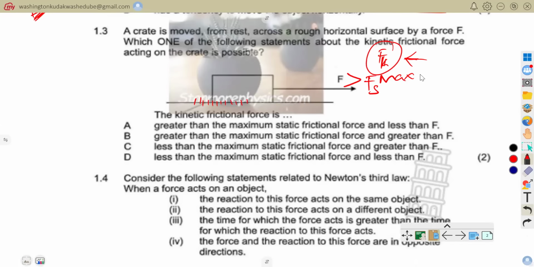And this kinetic frictional force is actually less than the static maximum frictional force. So at some point in time, the kinetic frictional force is less than the maximum static frictional force and less than the applied force. So that is the option that we are looking for here. The kinetic frictional force is going to be less than the static frictional force, and it is also going to be less than the applied force. So our correct answer there was supposed to be D.